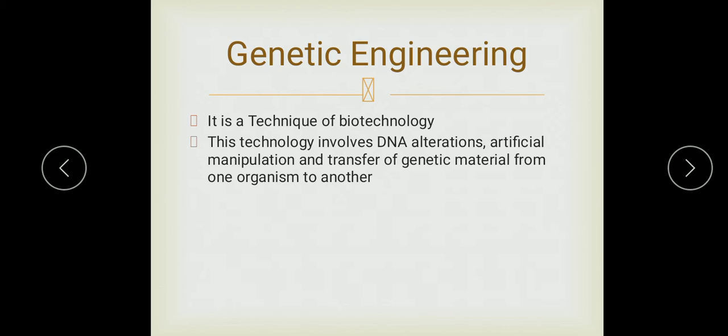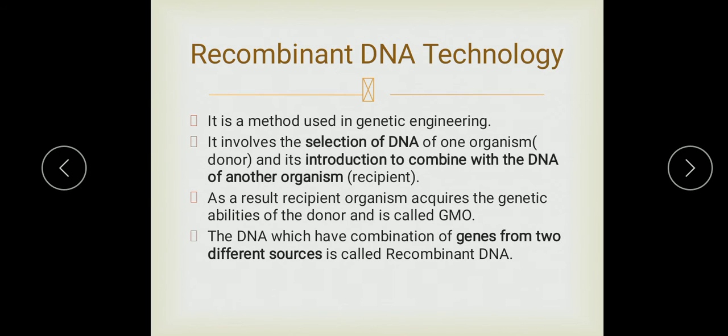So basically genetic engineering involves DNA alteration, artificial manipulation and transfer of genetic material from one organism to another organism. One of the technologies of genetic engineering is termed recombinant DNA. Recombinant DNA technology is basically a technology with the help of which we can form recombinant DNA. Now the question arises, what is a recombinant DNA? A recombinant DNA is a DNA which has genes from two different sources.